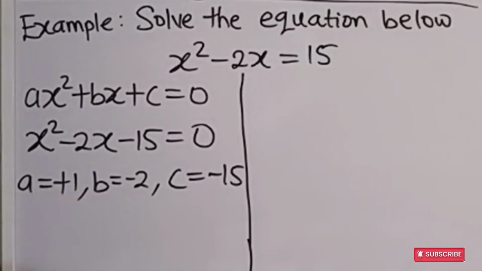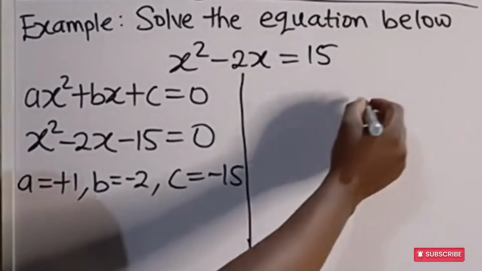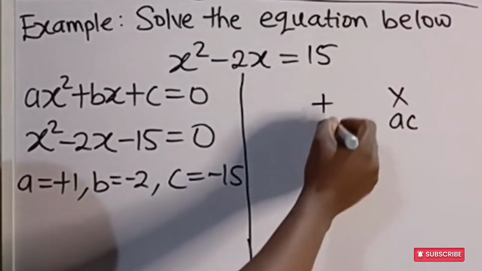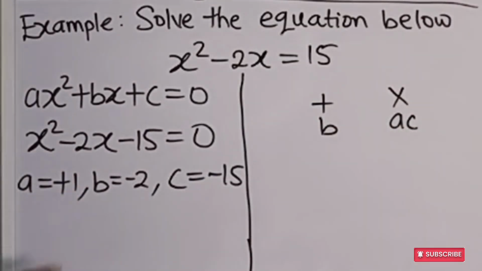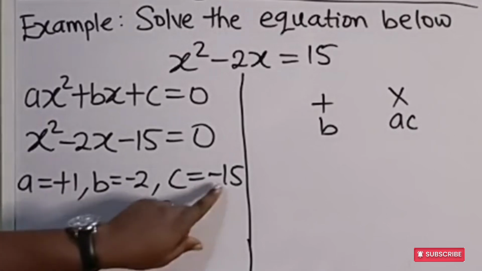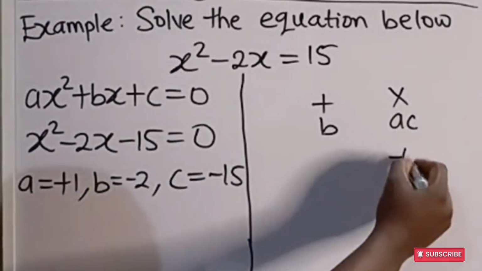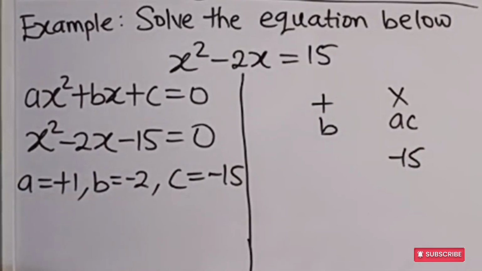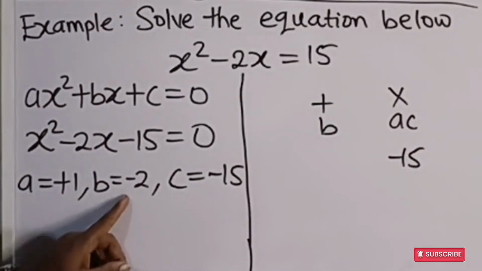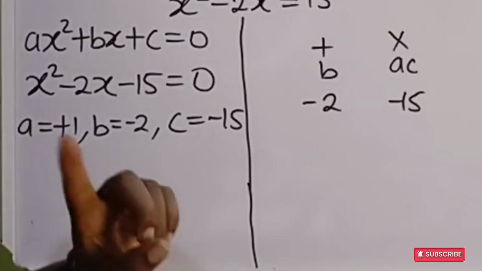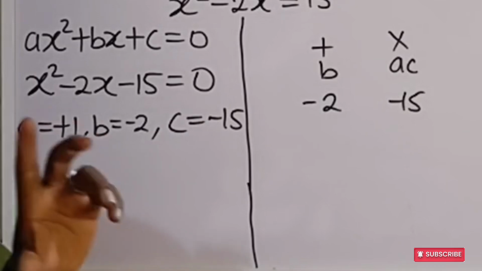Okay. So we are looking for two numbers that will multiply themselves to give us AC and then add themselves to give us B. So what's our AC? Plus 1 multiplied by minus 15 is minus 15. And then B is minus 2. So we're going to write down all the numbers that will multiply themselves to give us minus 15. We always start from 1. To make your job easy, start from 1.